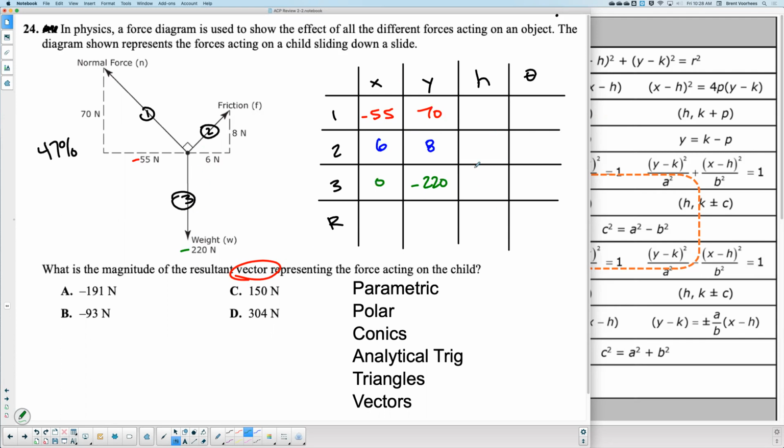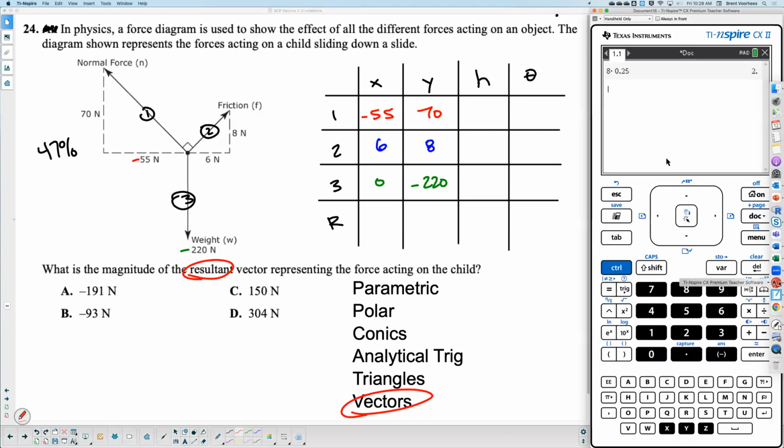Okay, so what do vectors always do? Add. We're going to go to the calculator. We're going to add them. And they said the word resultant. I'm going to slide it over now. Resultant. It said vector, so that's how we knew it was a vector problem. I'm going to now find the resultant.